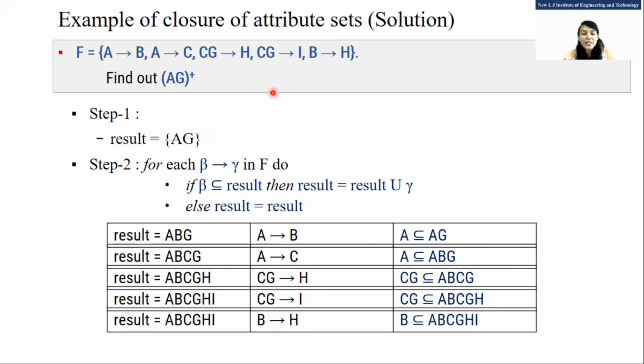And then we have B determines H. Why are we taking B determines H? Because in this result, we have B also. So we have to consider all dependencies where we are getting attributes using B. So if we are getting H from B, then we can directly write it in the result.